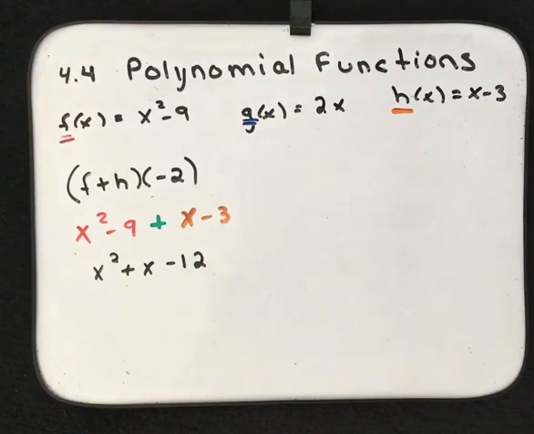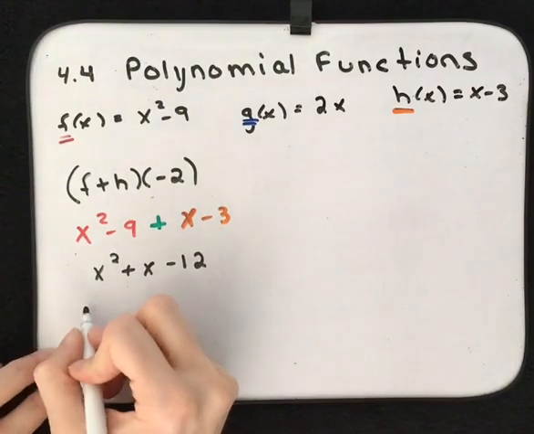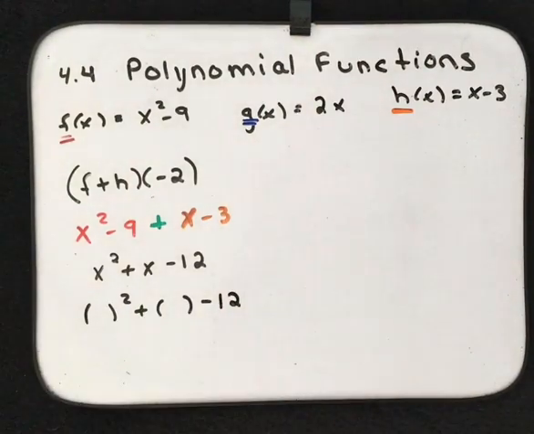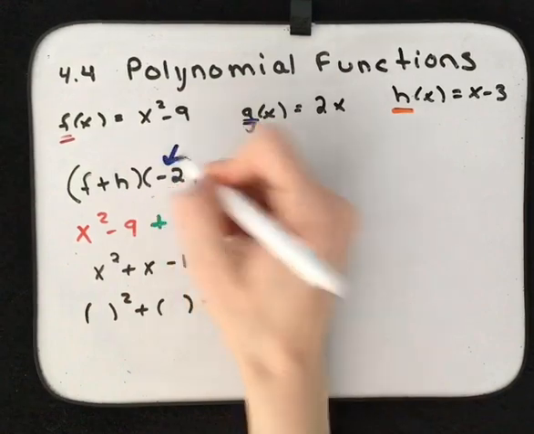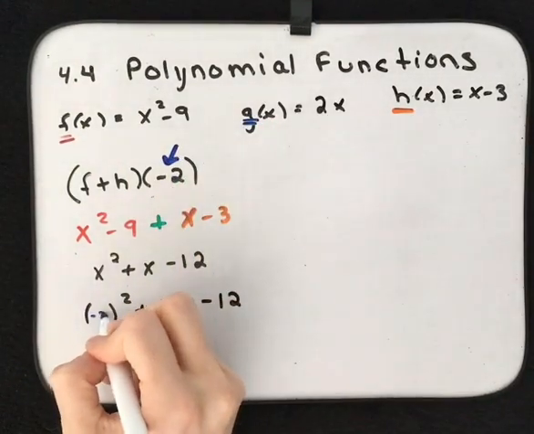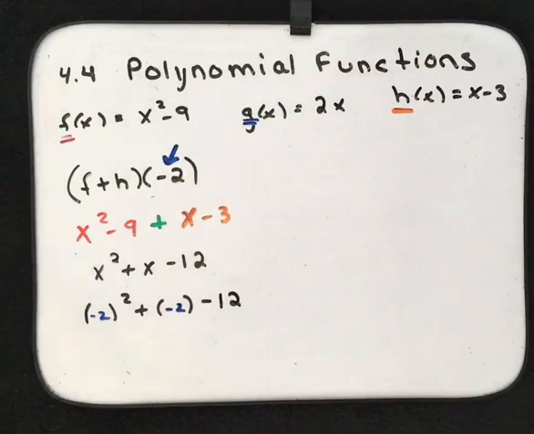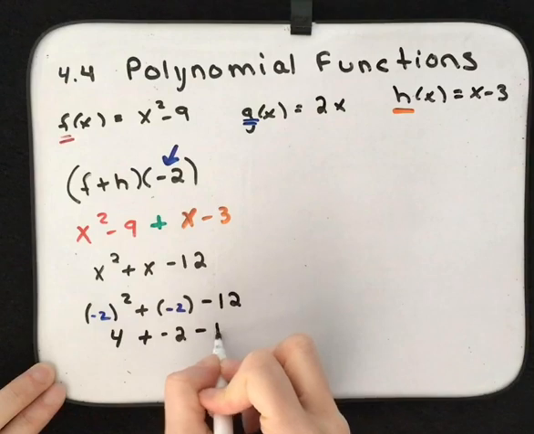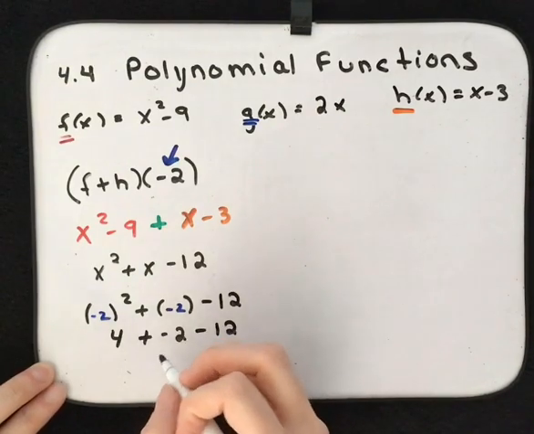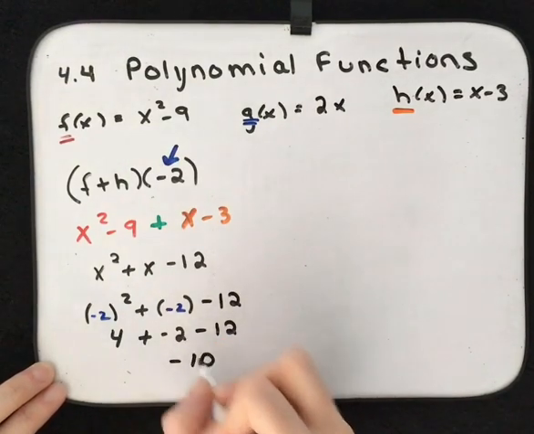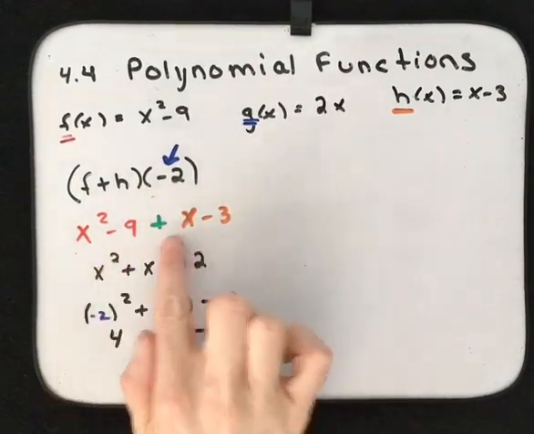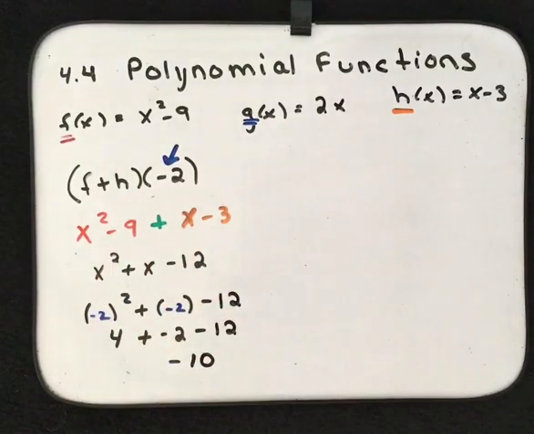And then in the place of our x, we need to leave a parenthesis. And we were told to use negative 2. So we'll put in our negative 2. Negative 2 to the second power is 4 plus negative 2 minus 12. So when we simplify that down, we get negative 10. Now another way to do this would have been to consider that negative 2 in this step right here before you even simplified it. Either way will work and you'll get to negative 10 as your final solution.